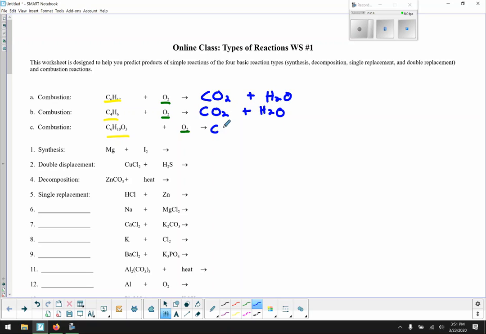Now, they would balance differently, and if you want to practice balancing, you can balance them, but they're all going to give you carbon dioxide and water. You do not have to balance these equations. I did not ask you to do that, so if you did, good for you, but you are not being asked to do that.